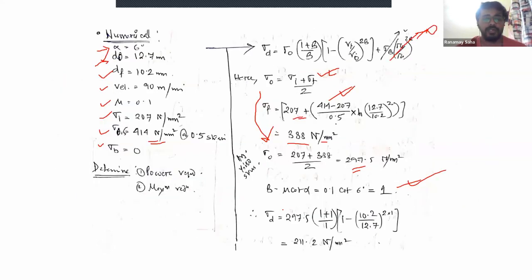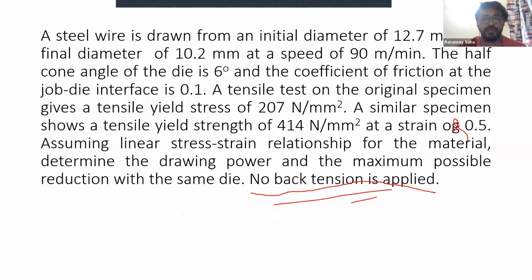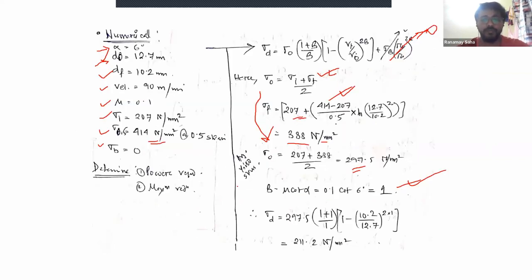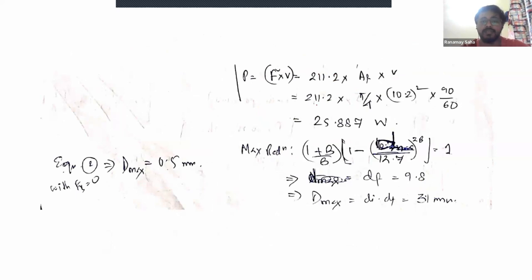Sorry, so we were asked to find out the drawing power. Once you have found the drawing stress, it is pretty simple. You just multiply that stress with the area to get the force, and then multiply that with the velocity to get the power, which comes out to almost 25.887 watts.